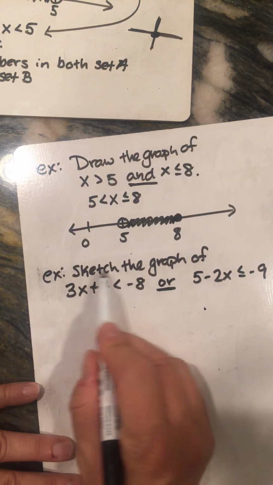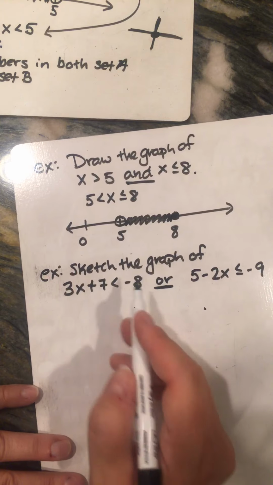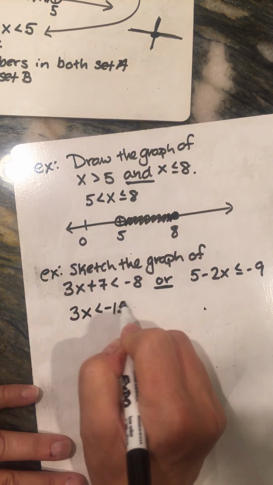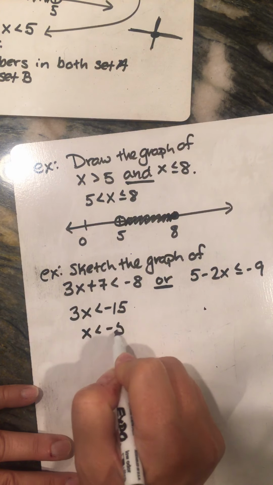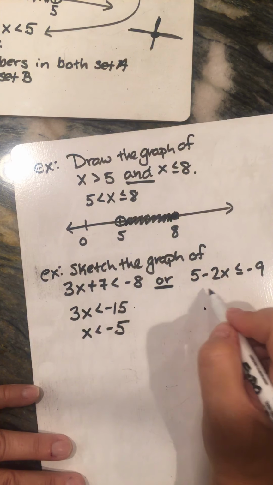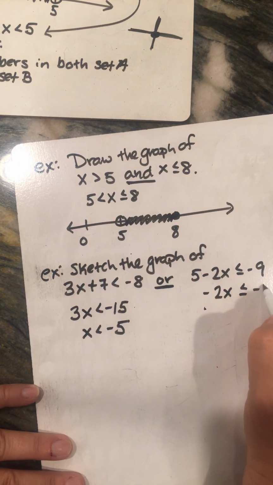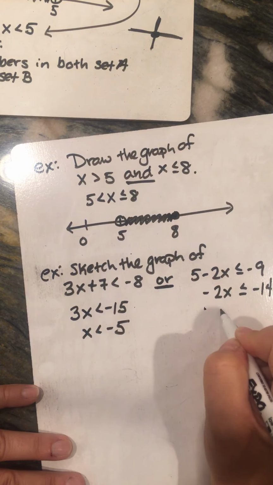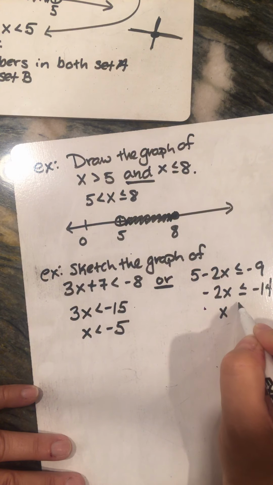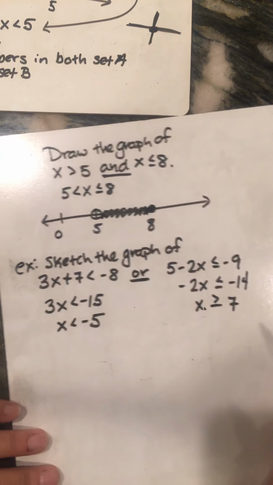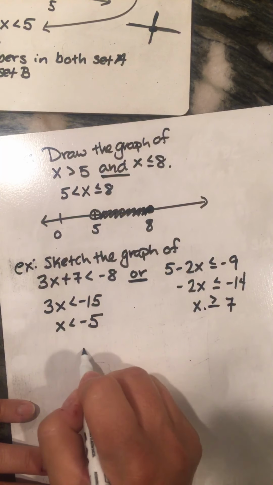So let's start on this inequality over here. Subtracting 7, so I get 3x is less than negative 15, so x is less than negative 5. Over here I subtract 5, so negative 2x is less than or equal to negative 14. Divide by negative 2, so x is, don't forget to flip your sign, greater than or equal to 7. And we are going to graph this now.